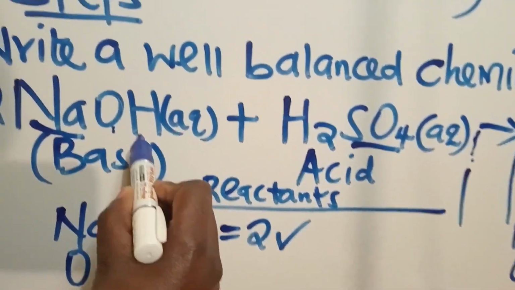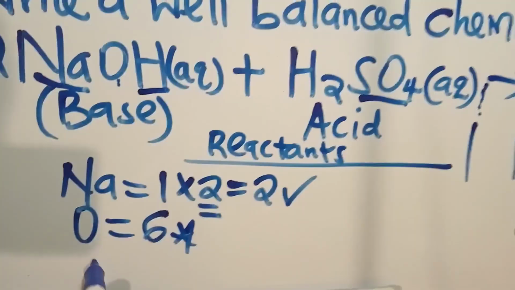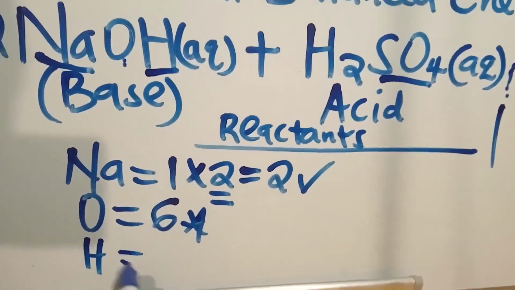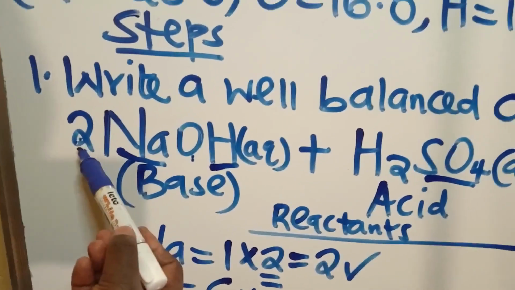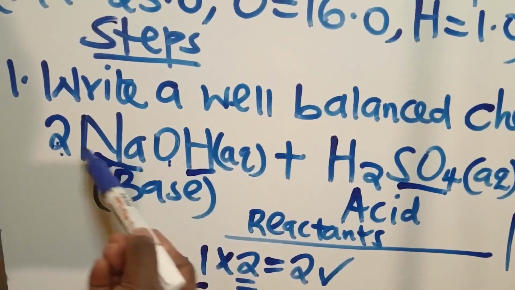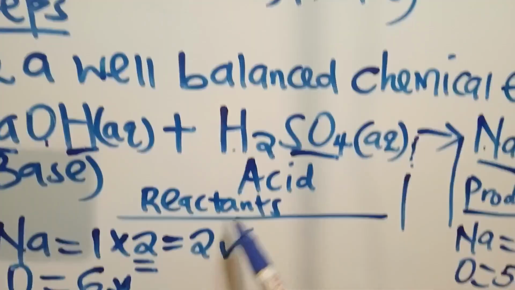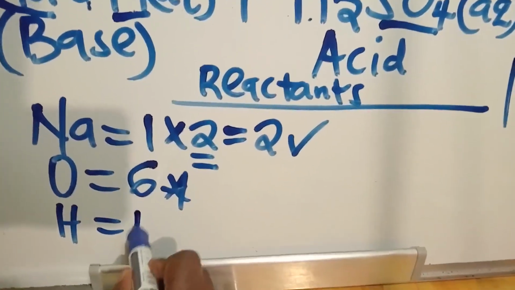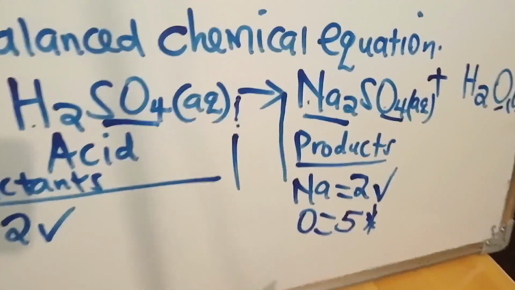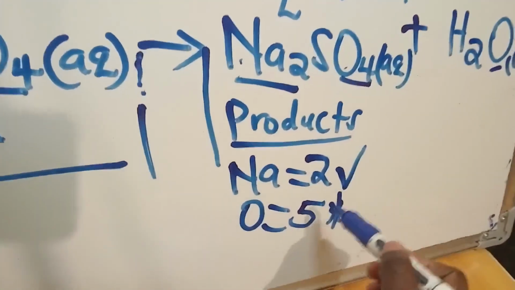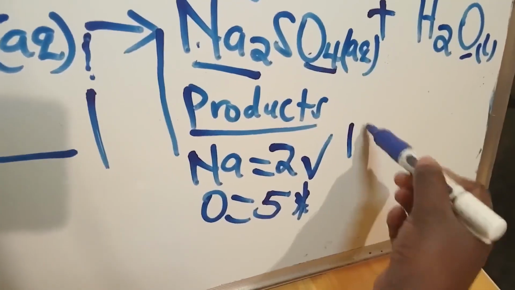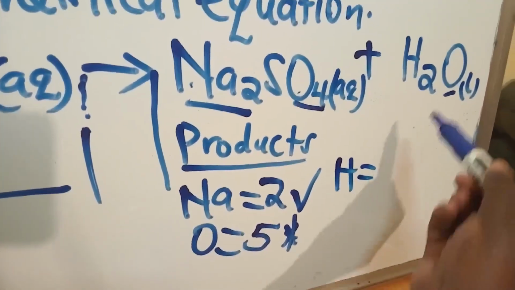So next you have hydrogen. Hydrogen, we have these 2 that we said is for all. So here we have 2 hydrogens, and here we have 2. So in total hydrogens are 4. We go to the product side. Hydrogens are just 2.